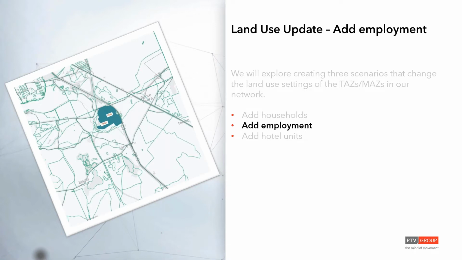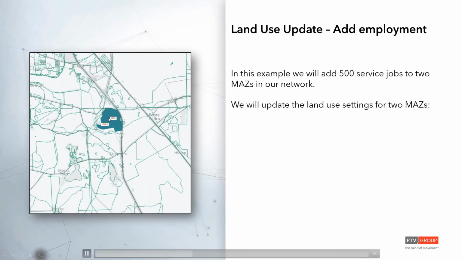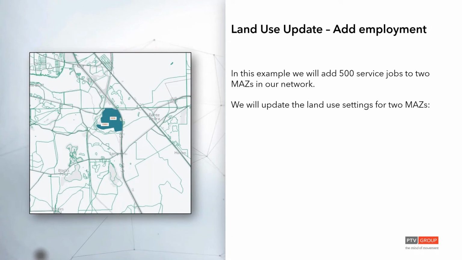Now let's look at another scenario where we would add employment. And in this example, we would add 500 service jobs to these two MAZs. This is just an example, so we didn't put a lot of thought into which MAZs or where we can add service jobs, but we sort of just looked at places where new development is coming in, or anything like that. But in your case, when you are actually working on projects or creating scenarios for your projects, you would exactly know where to make those changes and how much change to make.